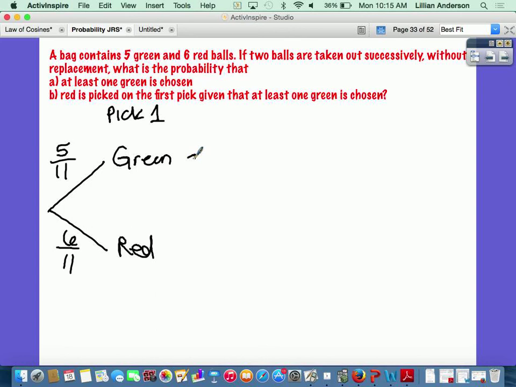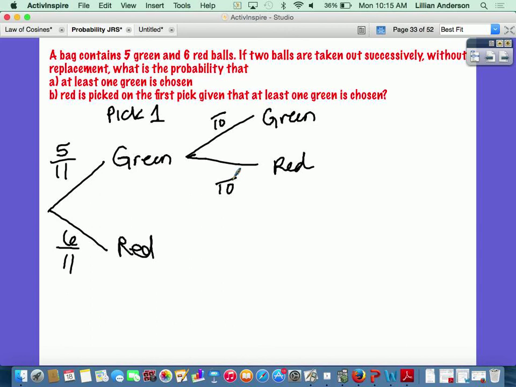When I pick again, what could be my outcomes? Green or red, just like before. But this time, it's out of 10. Because when I originally started with 11, I reached in on my first pick, I picked the ball out, and I did not put it back in, which meant that there were only 10 balls left. Okay? So here it's going to be out of 10.